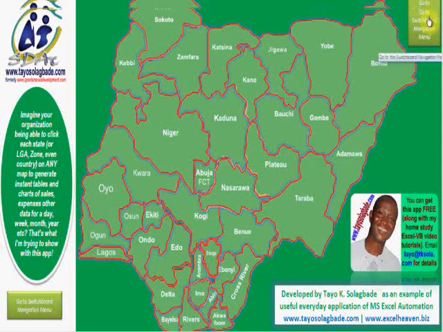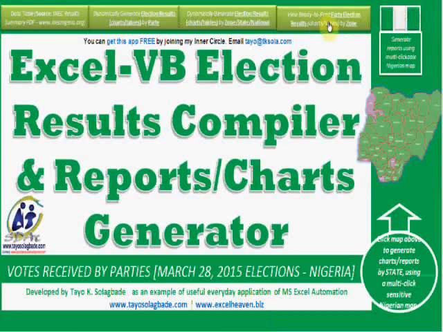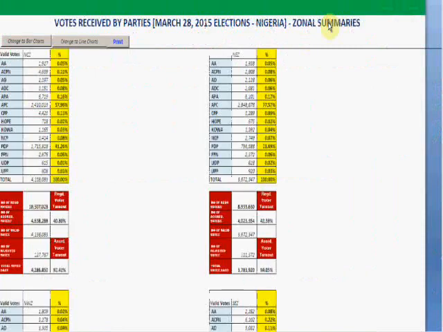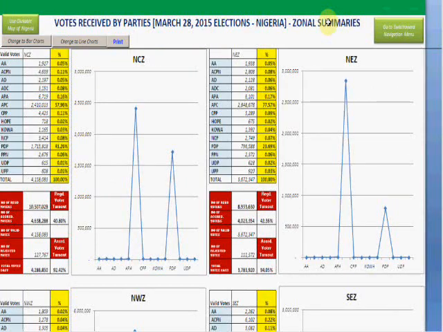Now there's one more area in this application that I want to show you, and it has to do with the generation of zonal summaries. If you go back to the INEC PDF summaries of results that I showed you, you will see that they didn't have anything according to zones. What they just had was a table that listed out the election results, votes received and all of that, by state for each party. So they didn't have any zonal summaries.